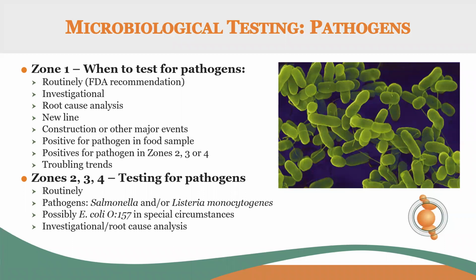For zones 2, 3, and 4, of course, we're going to routinely want to test those zones for pathogens. The pathogens that, like I mentioned before, we should be testing for are Salmonella and Listeria monocytogenes, possibly E. coli, depending on your process and your product. Of course, as Florence mentioned before, when you're creating an environmental monitoring program, you're going to want to evaluate your risk at your facility. And then, anytime you need to do an investigation or you're doing root cause analysis for a positive, you're going to want to test zones 2, 3, and 4 as the vectoring process.